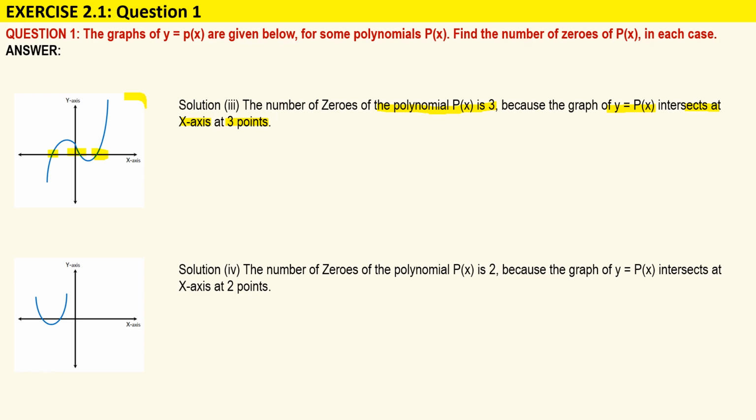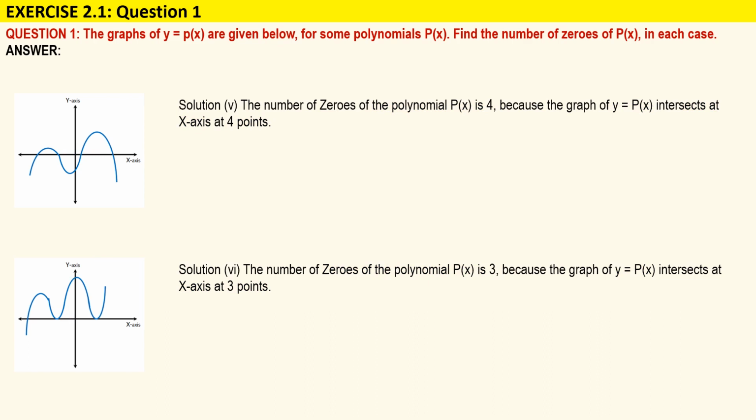Let's go to the fourth part, and the fourth graph given to us is this graph, and the number of zeros of the polynomial p(x) in this case is 2 because the graph of y is equal to p(x) intersects the x-axis at 2 points, and these 2 points are point number 1 and point number 2.